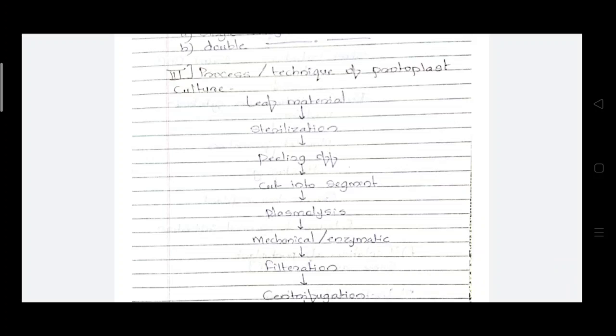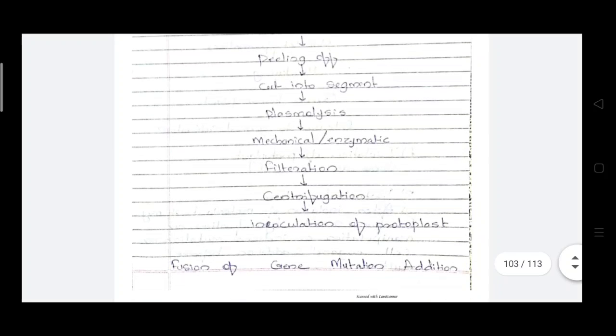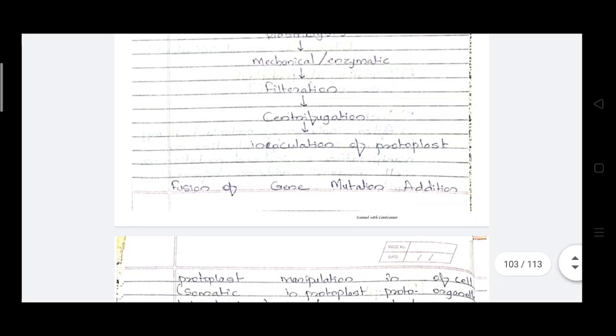First you have to take the leaf material. This leaf material is sterilized, then peeled off and cut into segments. Then the plasmolysis process takes place with the help of mechanical or enzymatic methods. Then this material is filtered, centrifugation is carried out, and at last the inoculation of the protoplast happens.